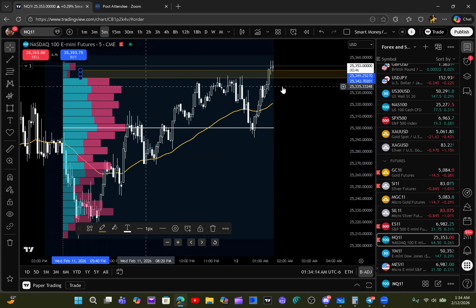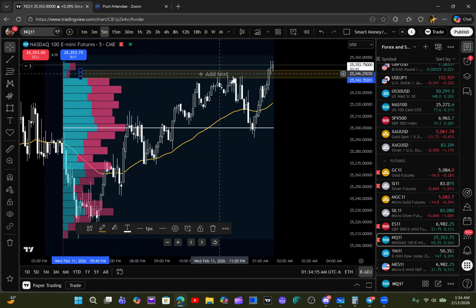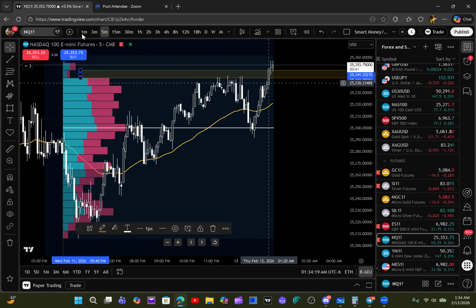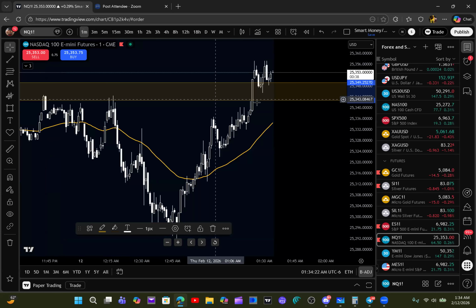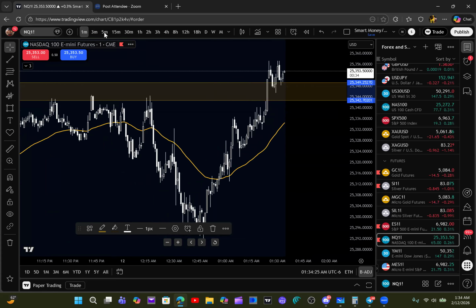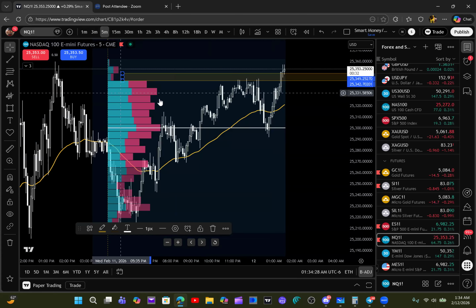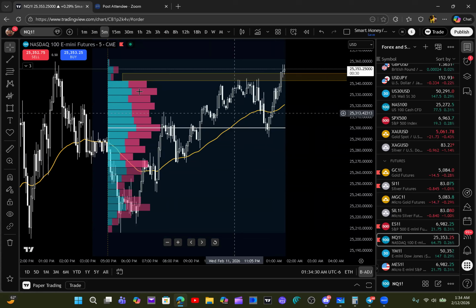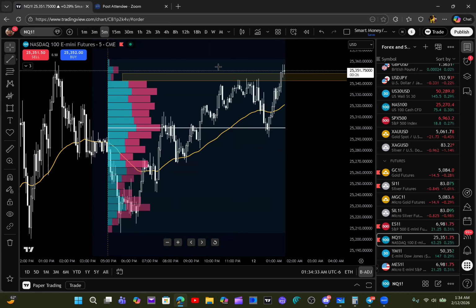See how price is respecting it right here? Then it shoots through it right there. Look, on the 1 minute, see that? See how it's respecting? So I'm wondering if that would be a good entry right there. I mean, it kind of is.